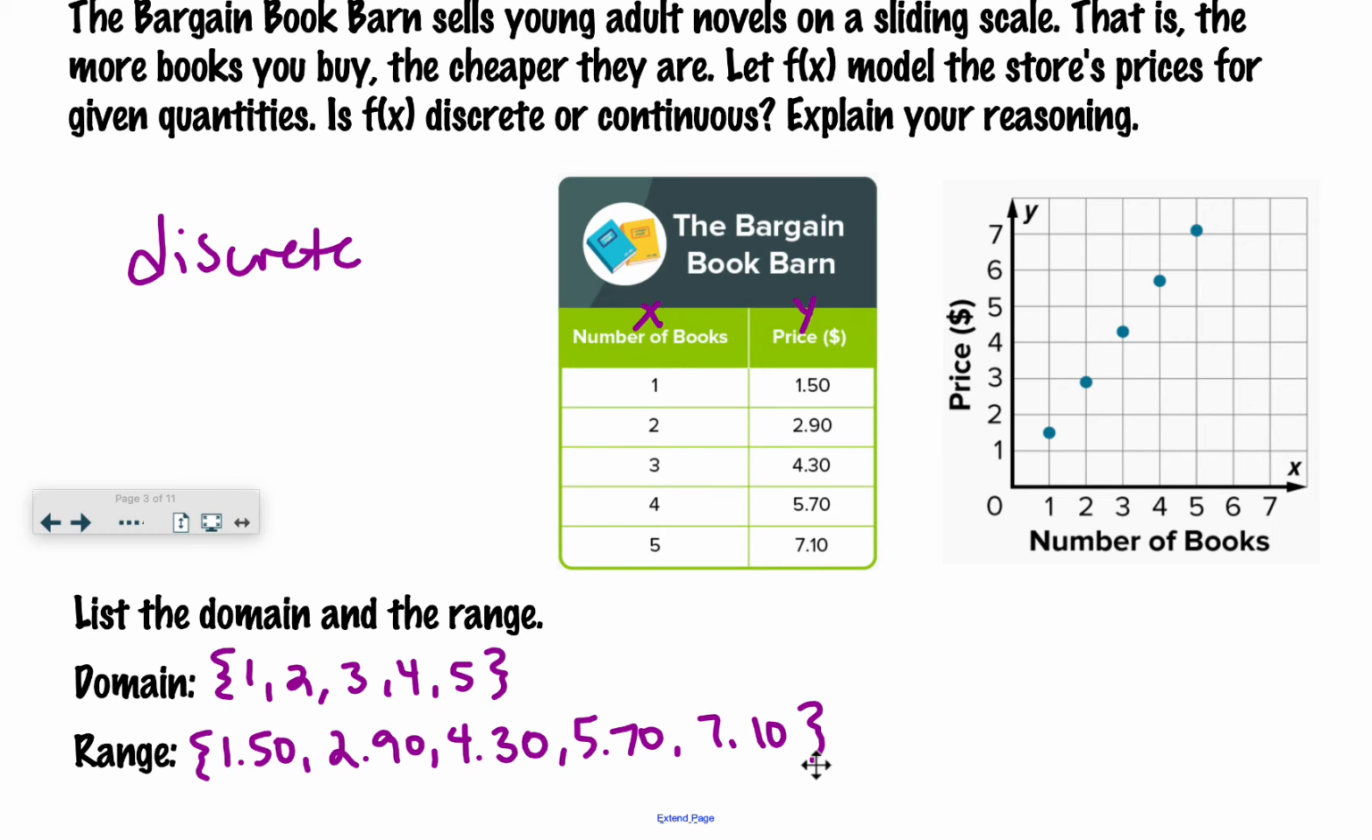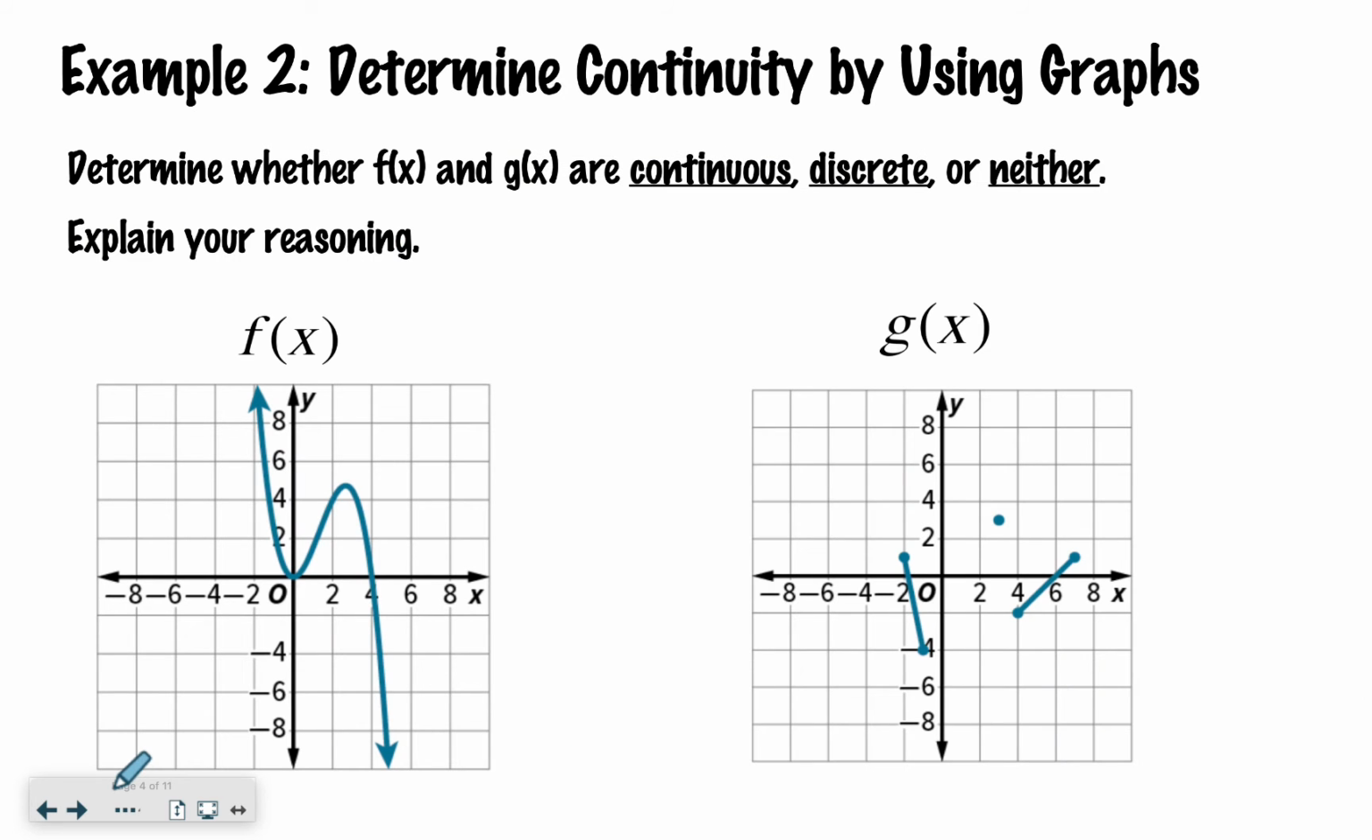So that's our domain, that's our range, and it's discrete. So that's the type of problems for the first half of your assignment: determining whether it's discrete or continuous or neither, and then sometimes listing the domain and range. All right, then let's look at this next graph. We have: determine whether f of x and g of x are continuous, discrete, or neither.